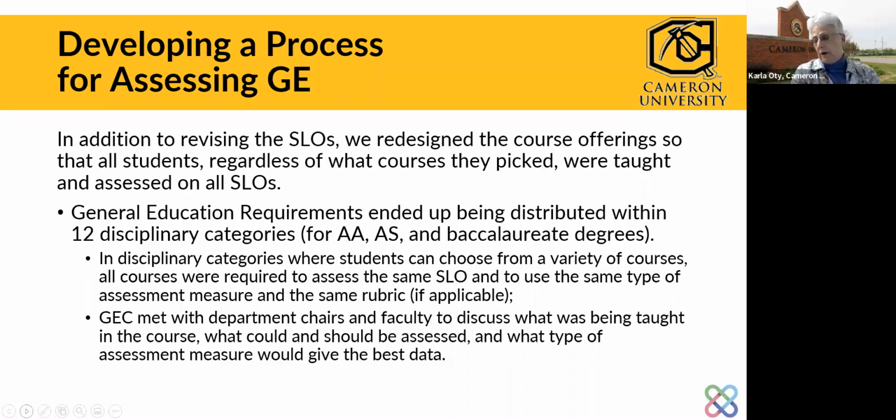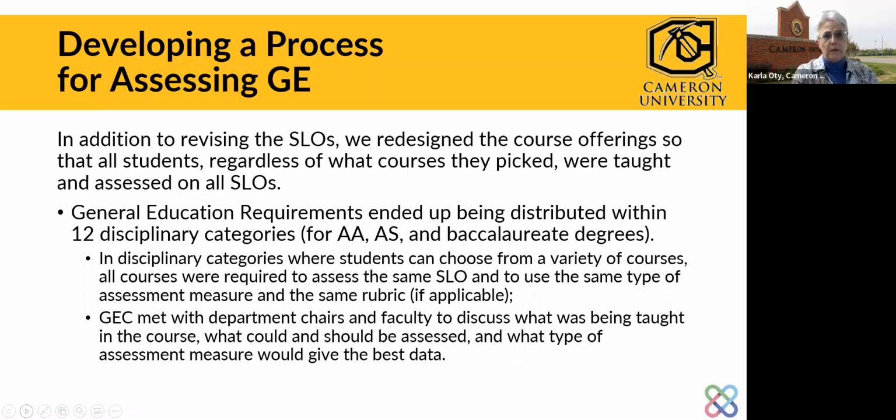And we had those conversations while we were having the roundtables and the focus groups having to do with the SLOs. We ended up with 8 student learning outcomes at that point and 12 disciplinary categories. What I mean by a disciplinary category is that they can choose one of these courses from this list, but they must take a course in that list.